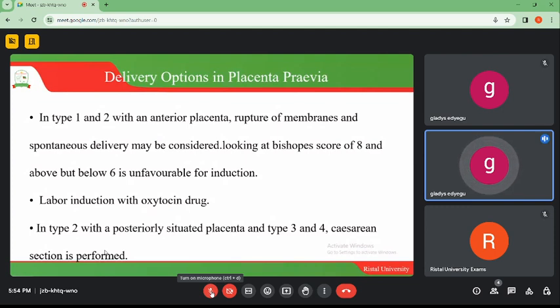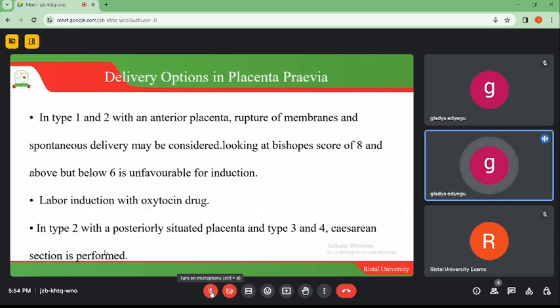So labor induction with oxytocin drug can also be done. Having already talked about the Bishop's score, you can only do the induction with oxytocin when your score is 8, but below 8, around 6, you may not be able to succeed in your induction.